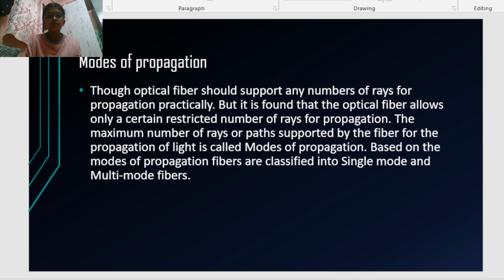Next we have modes of propagation. Though optical fibers should support any number of rays for propagation, practically it is found that optical fibers allow only a certain restricted number of rays for propagation. The maximum number of rays or paths supported by the fiber for propagation of light is called modes of propagation. So based on the modes of propagation, fibers are classified into single mode and multi-mode fibers.